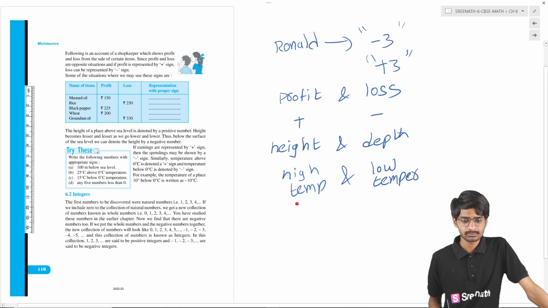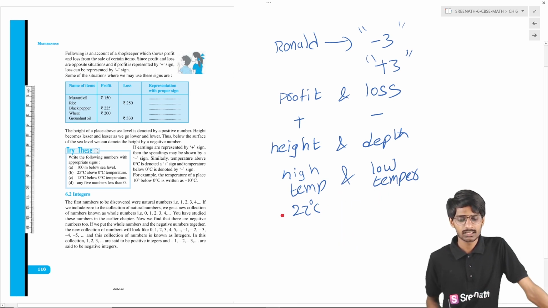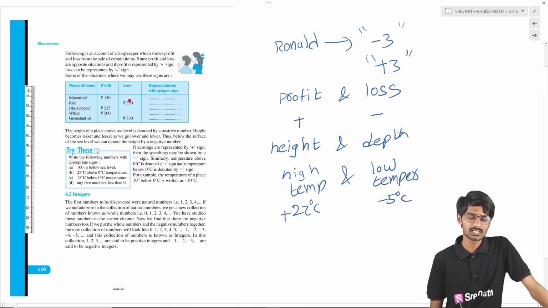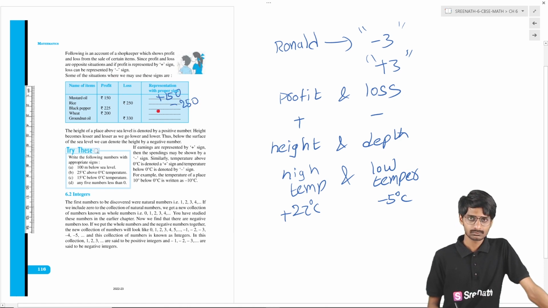Suppose for example, the high temperature is plus 27 degrees Celsius, and the low temperature is minus 5 degrees Celsius, like that. Height is above sea level and depth is below sea level, like that. Profit and loss, how will you represent them with the proper sign? The shopkeeper, by selling the mustard oil, gets a profit of 150. How will you represent it? With a plus sign, plus 150. By selling the rice, he has lost 250, which means minus 250. He has lost it, so we have to remove it.